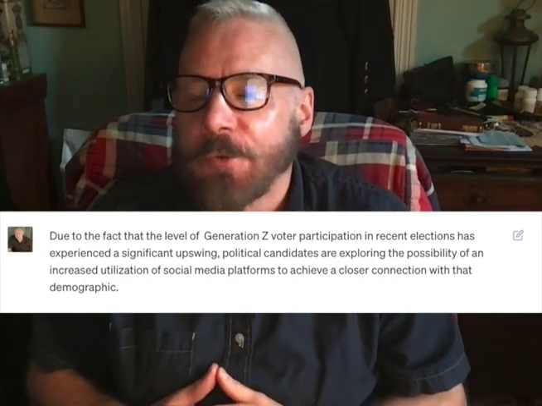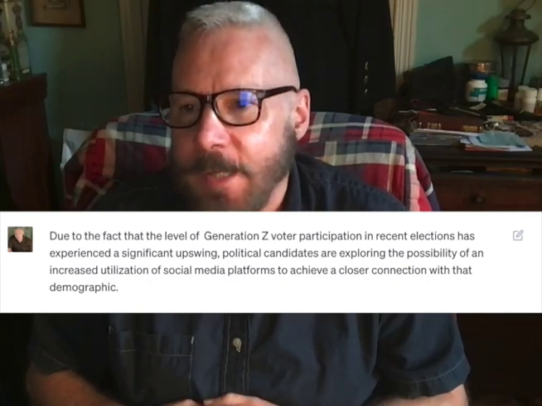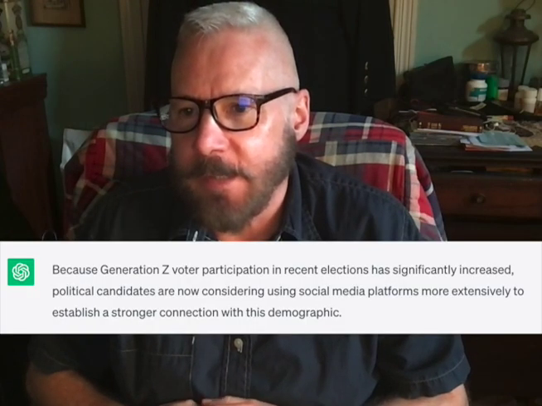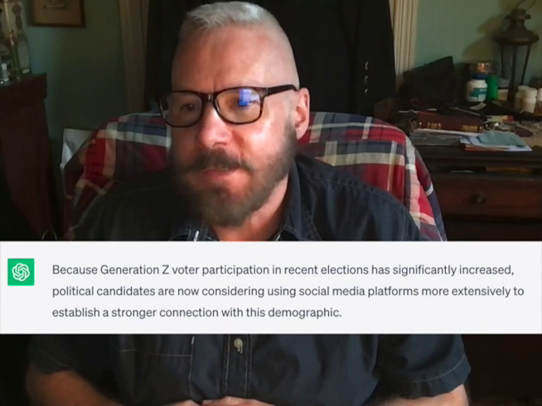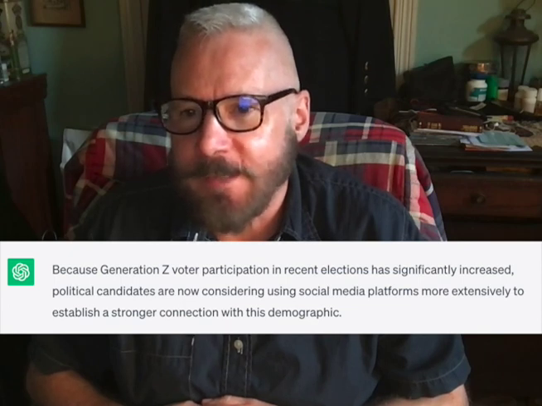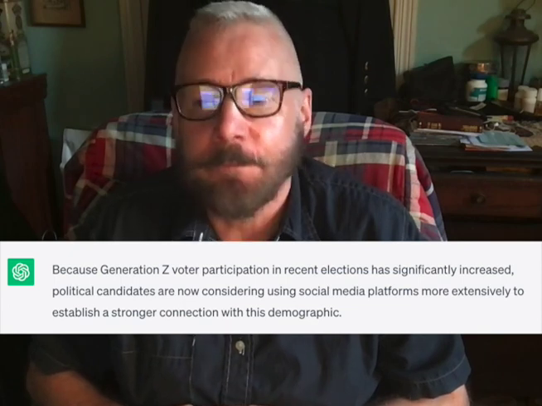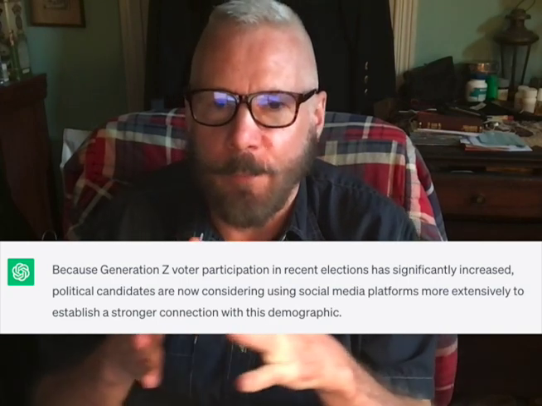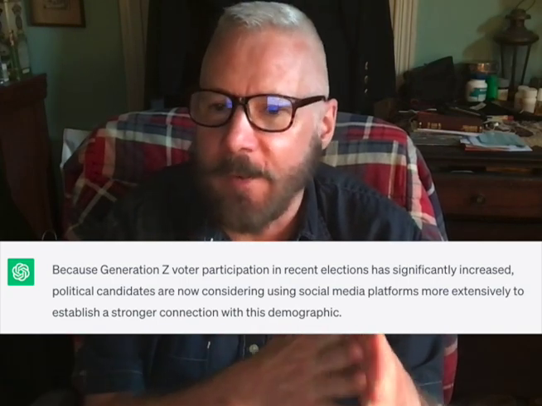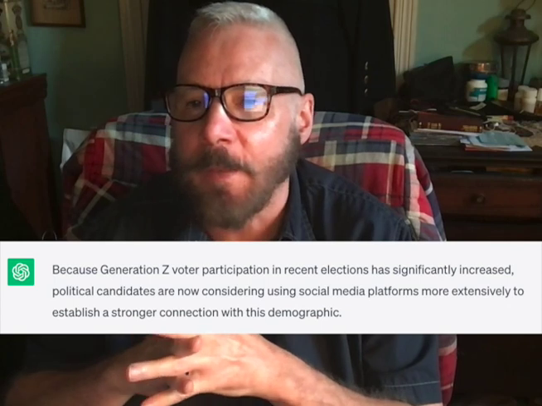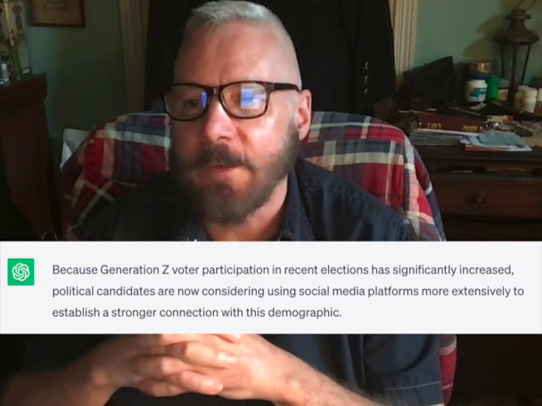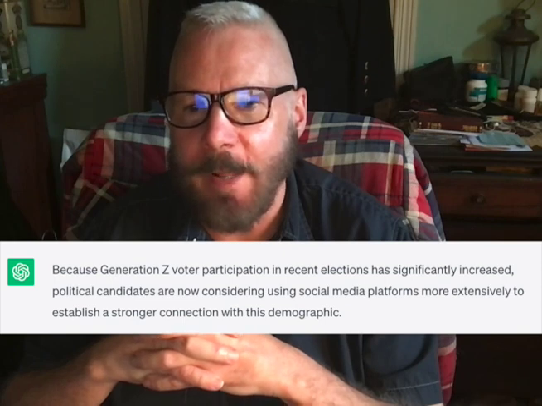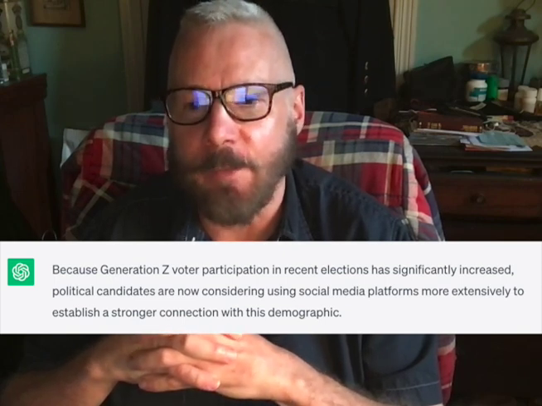So the answer I got from ChatGPT, the suggestion here, was: because Generation Z voter participation in recent elections has significantly increased. That's our preliminary introductory clause that ends with a comma. And the main clause is, political candidates are now considering using social media platforms more extensively to establish a stronger connection with this demographic.